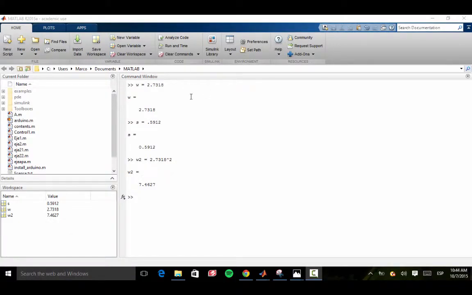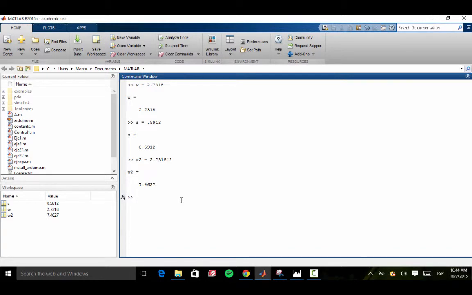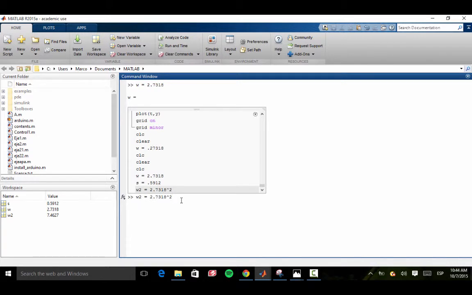So for the MATLAB simulation for problem number 2, we have omega n as 2.5380 and zeta as 0.5912. We square omega n and we see the value right here. So we now can plot the transfer function for this.